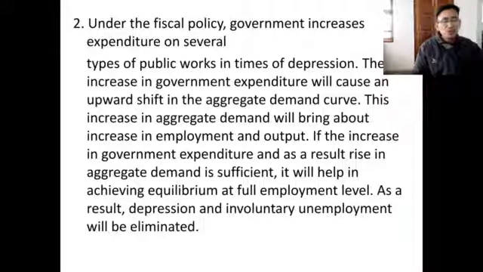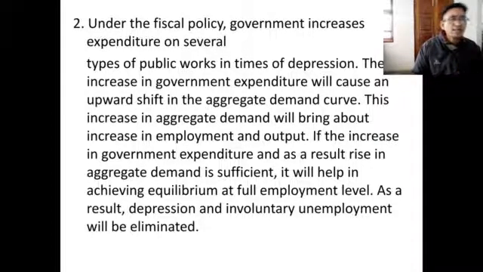Automatically the government increases the expenditure to the public, hence in some way or the other through work or any other business, aggregate demand automatically will increase. This increase in aggregate demand will bring about an increase in employment and output, the employment level and the output level. If the increase in government expenditure and as a result the rise in aggregate demand is sufficient, it will help in achieving equilibrium at the full employment level. Okay, so as a result, depression and involuntary unemployment will be eliminated.